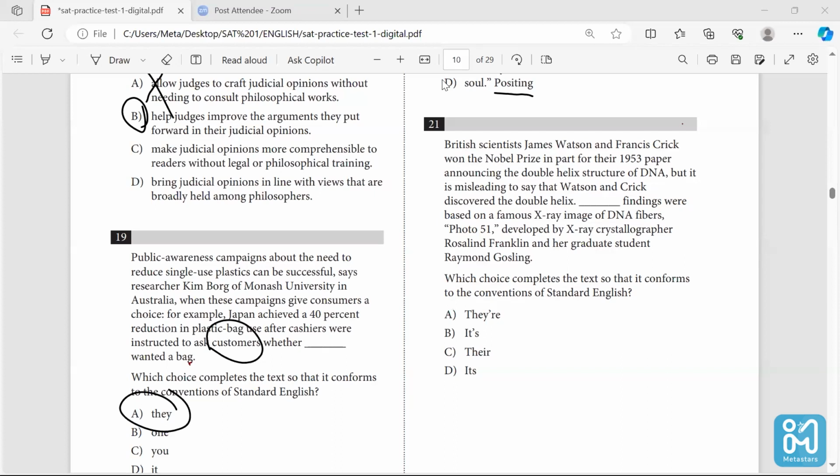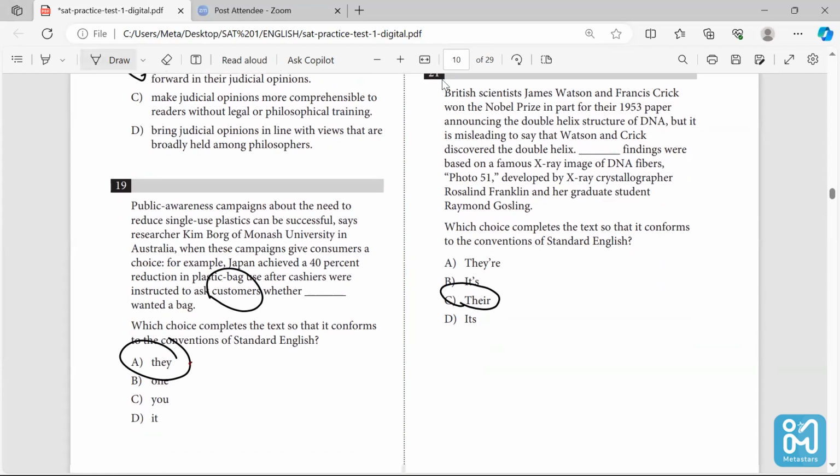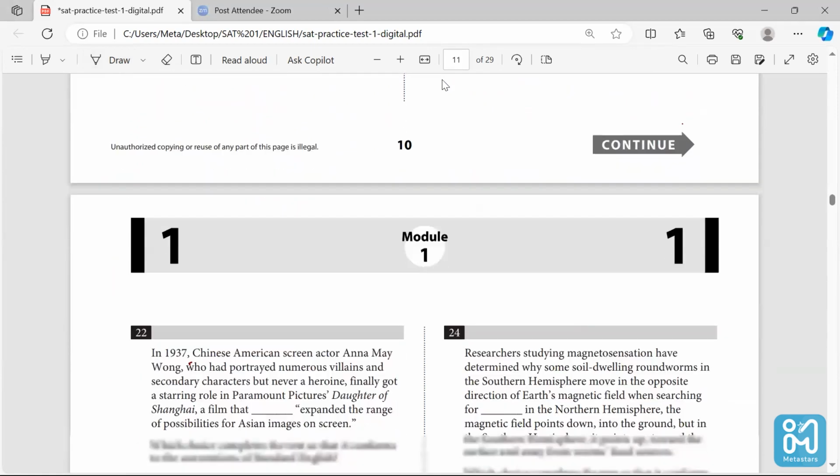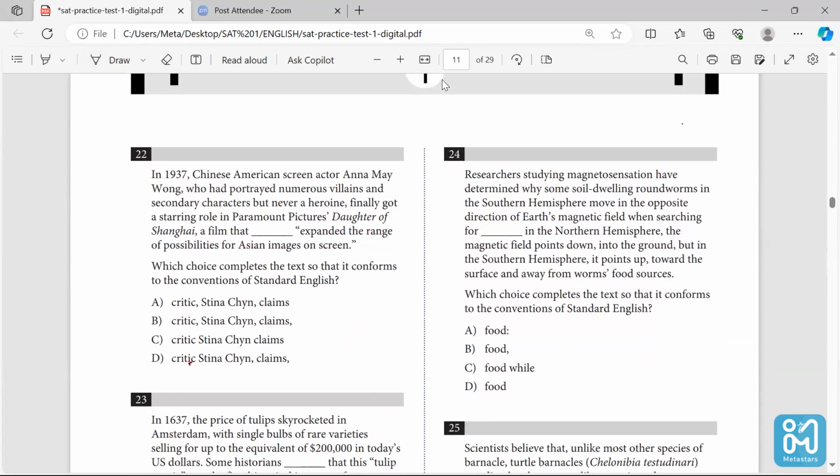Why is it C? Because it's referring to scientists. Right. Their findings, there goes back to which exactly? To scientists. Thank you so much. Is it hard, Lino? No, of course. No, this one's easy, right? Yes. Okay. To the next question, please.